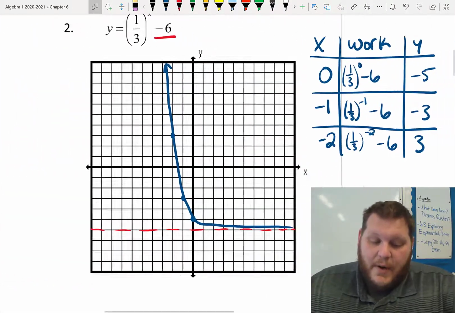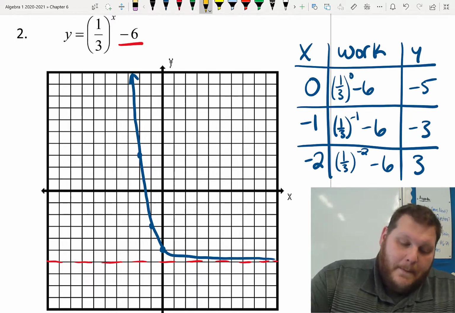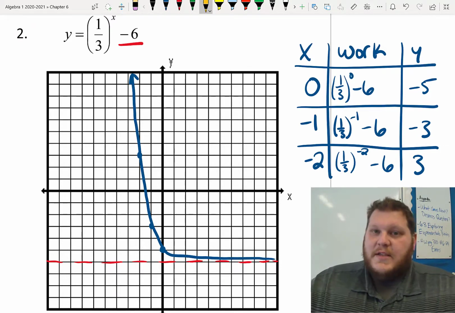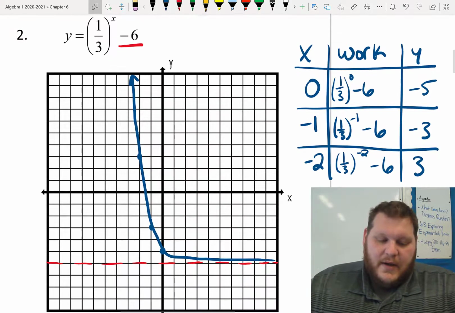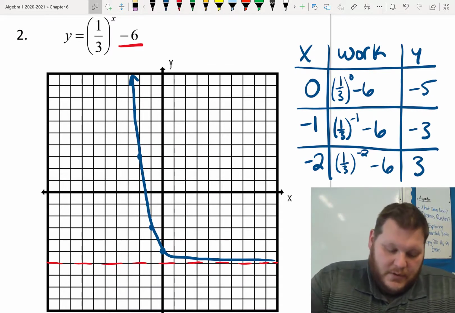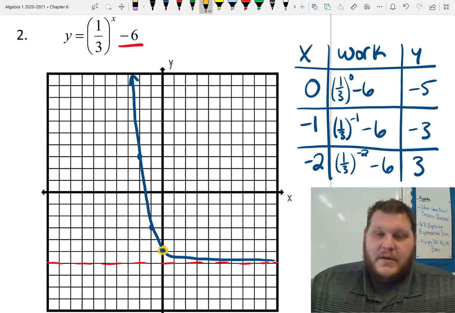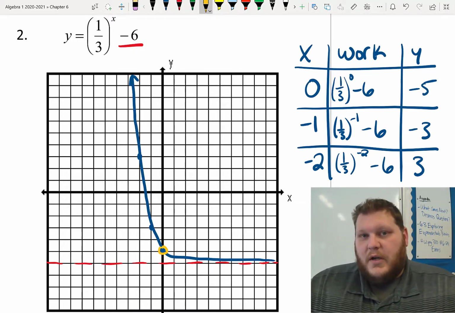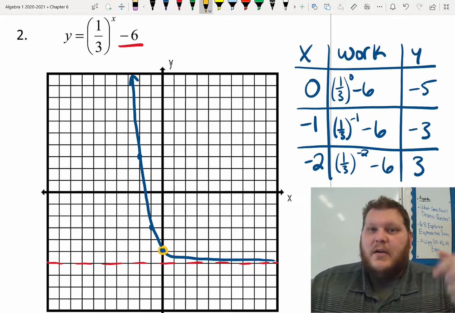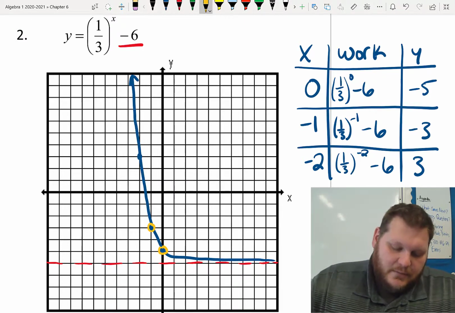So again, reiterating how I would use this shortcut, utilizing my asymptote. I can ignore this -6 once I have this red dotted line established as my asymptote. And I can just evaluate 0, -1, and -2. So 1/3 to the 0 power is +1. So 1 unit above my asymptote is where that first point should be. 1/3 to the negative first power, negative flips it over, 3 to the first power is 3, so 3 units above my asymptote is right here.